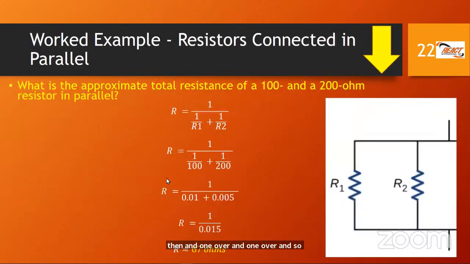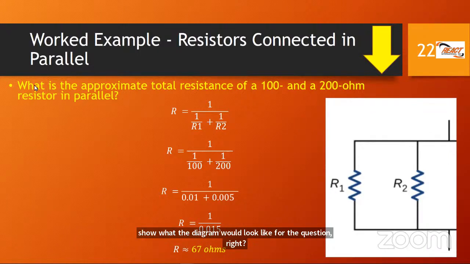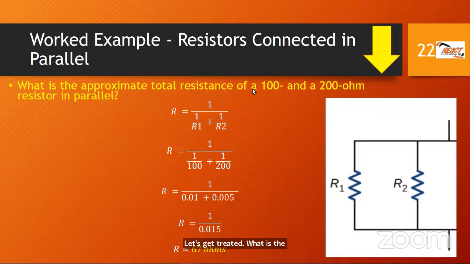All right. So let's do an actual worked example, and this is a question in your exam. On the right-hand side here, we have attempted to show what the diagram would look like for the question, right? So let's get straight to it. What is the approximate total resistance of a 100 and a 200 ohm resistor in parallel? Let's dissect this question. What are they asking us? The total resistance. So therefore, we know the answer is going to be in ohms. It's going to be some total resistance.